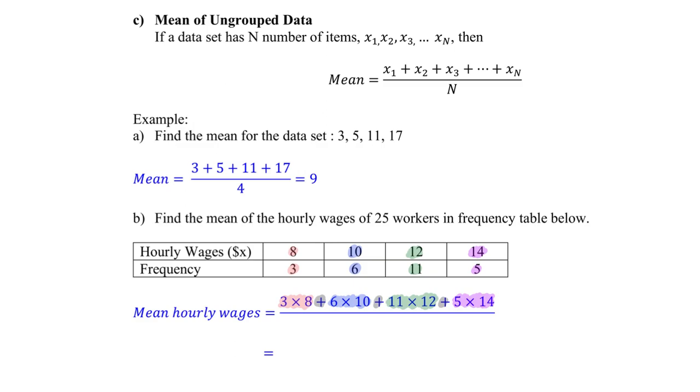And how many workers are there? You can either do 3 plus 6 plus 11 plus 5. That will give you 25. Or, actually, this particular question already gives me my 25. Right? 3 plus 6 plus 11 plus 5 is 25. And after which, you get the final answer, $11.44. Okay, so this is how we find the mean of ungrouped data.